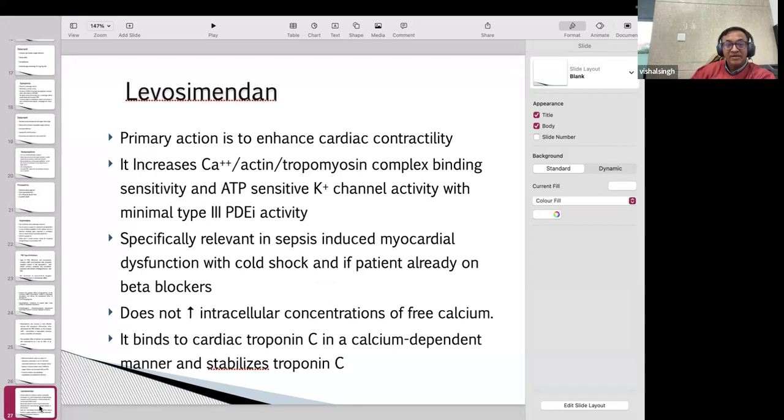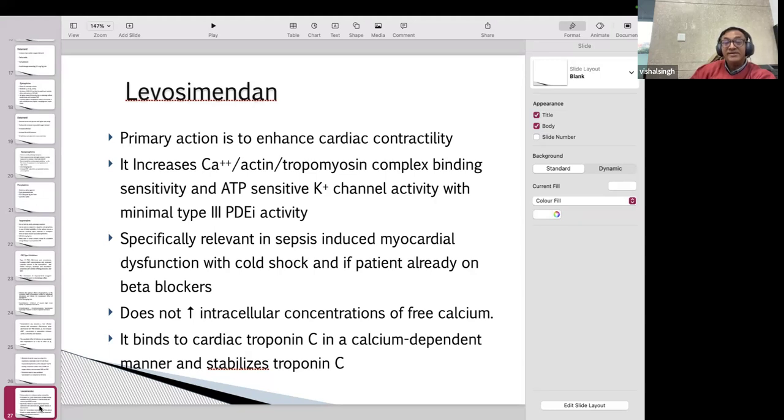Levosimendan primarily, again, was started as a drug which is a calcium sensitizer and enhances cardiac contractility by improving the interaction between the calcium, actin, tropomyosin complex. Also, peripherally, it acts on the potassium channels, and it has a minimal type 3 PDE activity. But of late, the literature is commenting more on the potassium channel and the minimal type 3 PDE activity as the primary driver of its reversible action as a vasodilator. It is specifically relevant in sepsis-induced myocardial dysfunction, especially if the patient was already on beta blockers for a reason.